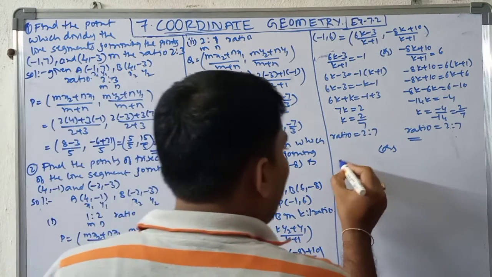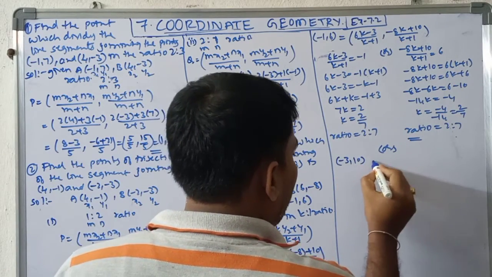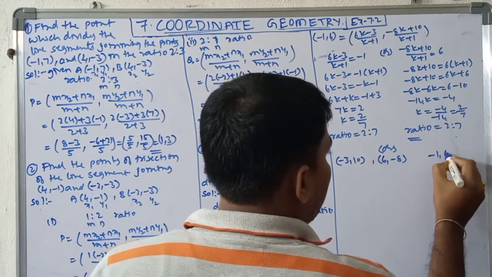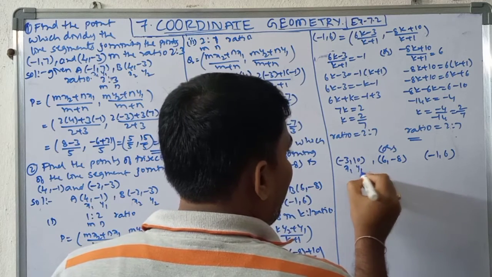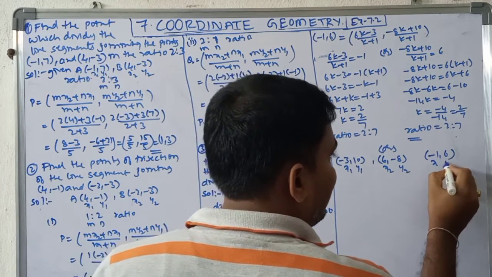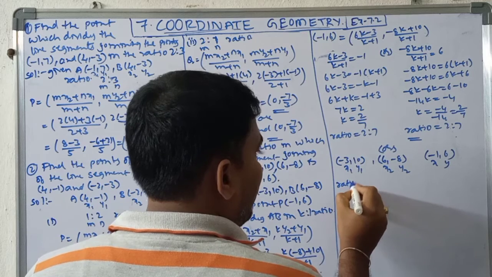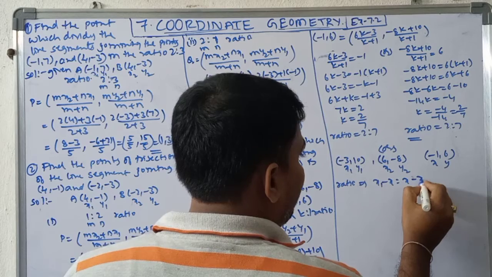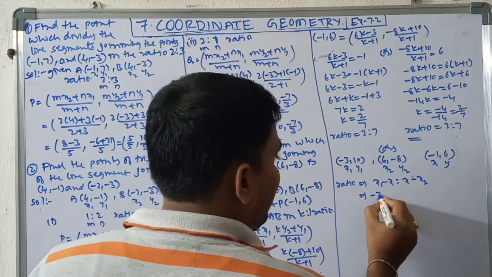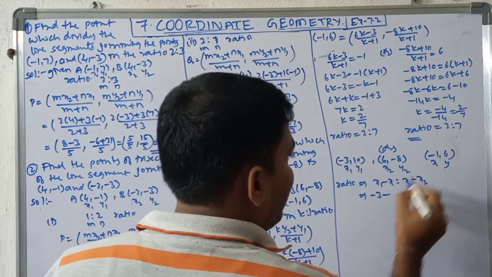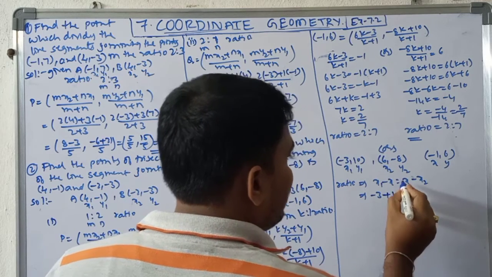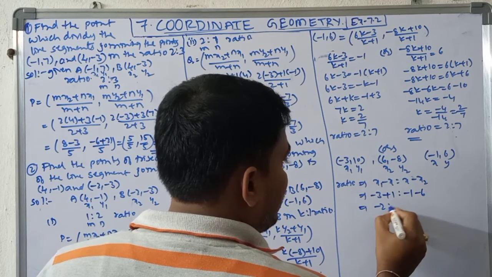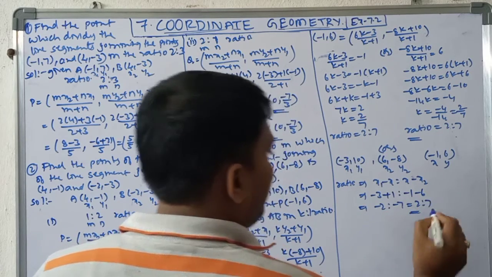So minus 3 comma 10, 6 comma minus 8, minus 1 comma 6: x1 y1, x2 y2, x y. The ratio is simply x1 minus x is to x minus x2. x1 is minus 3, minus x, or minus 1, plus 1 is to x minus 1, x2 minus 6. So minus 2 is to minus 7, that is equal to 2 is to 7 simply.